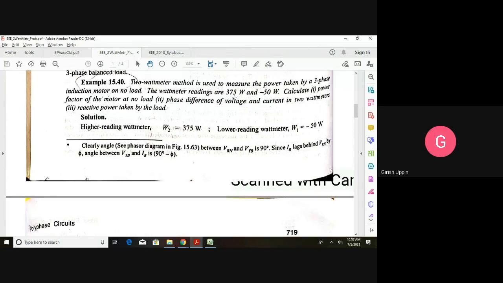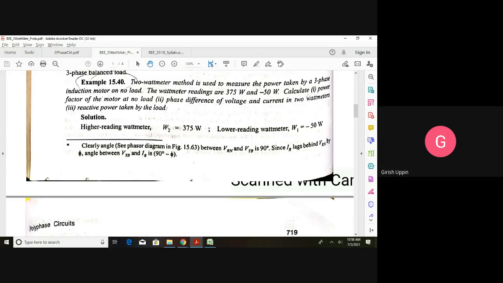W2, W2. Very good. So always guys remember, whichever is the highest reading, you take it as W2. So simple: W2 is always greater than W1. So this is W2. If by mistake you change this to W1, all your calculations will be wrong. So we know the given values. W2 is equal to 375 watt and W1 is minus 50 watt.